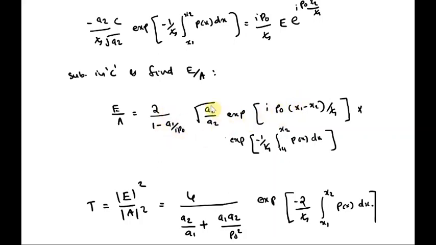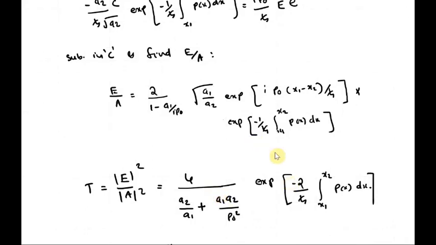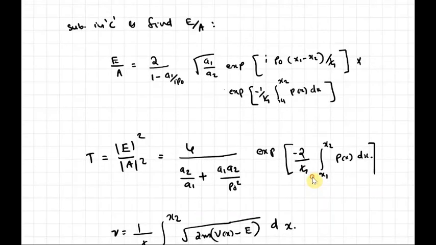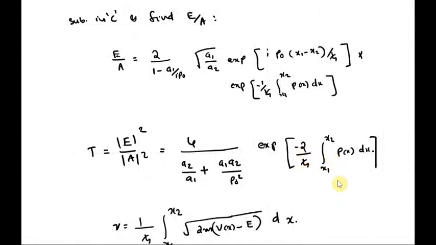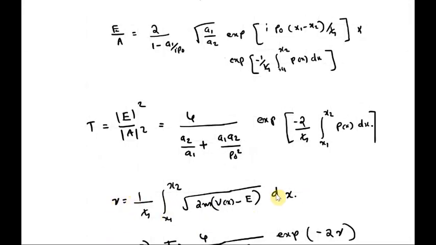So that square will act on these terms, and that brings you a constant like 4 by whatever this quantity, and an exponential where a factor of 2 came because of the square, and whatever remaining: minus 1 by h cross, integral x1 to x2 p of x dx. I redefined this quantity as gamma.